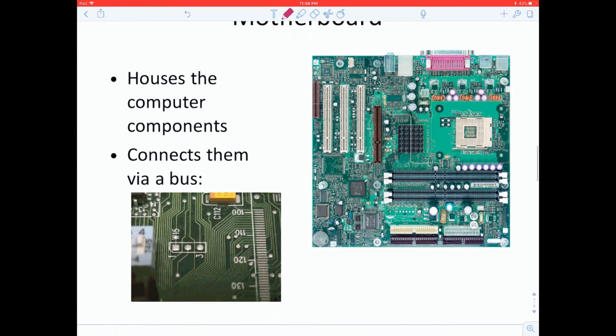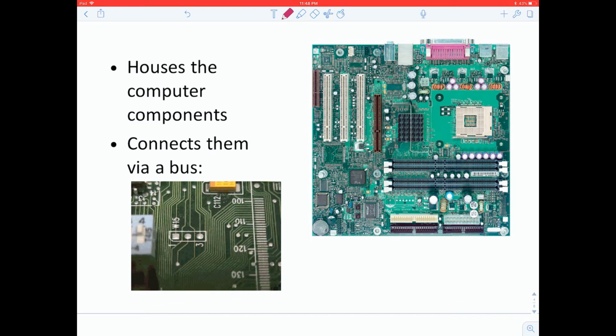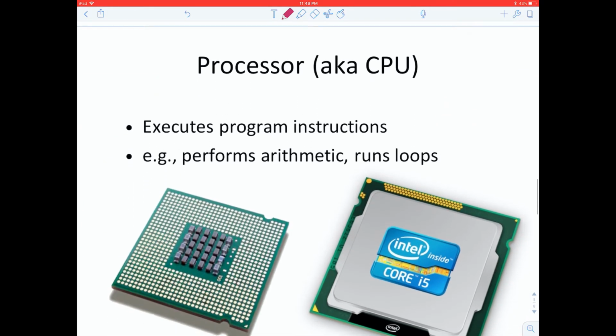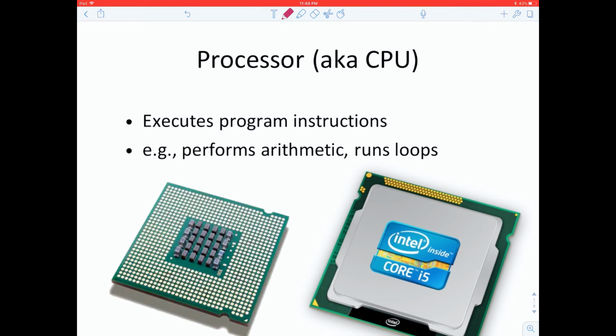So the motherboard houses the computer components and connects them via what's called a bus. Not like the bus we use to get to school. These buses are small conductive filaments that line the motherboard to connect the components. The processor, also known as the CPU or central processing unit, executes program instructions. It performs arithmetic, runs loops, executes functions.